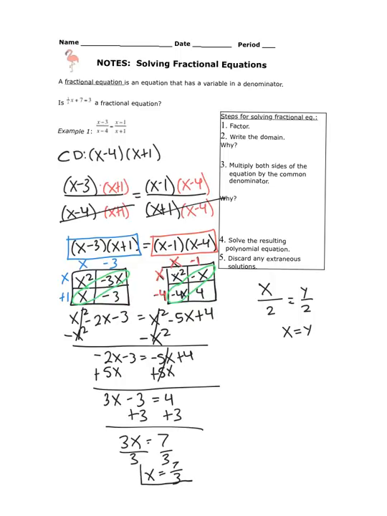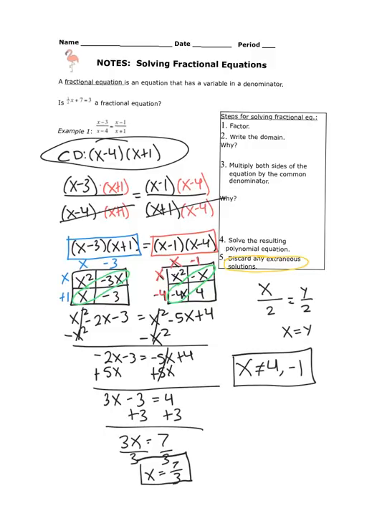Okay, so that is the solution to the problem. Where it says to discard any extraneous solutions, that's going back to our domain restriction. Looking at the original denominator, we would exclude positive 4 and negative 1 from our domain. The answer we got, 7 over 3, is neither of those numbers, so it is a valid solution, and that would be your answer to number 1.